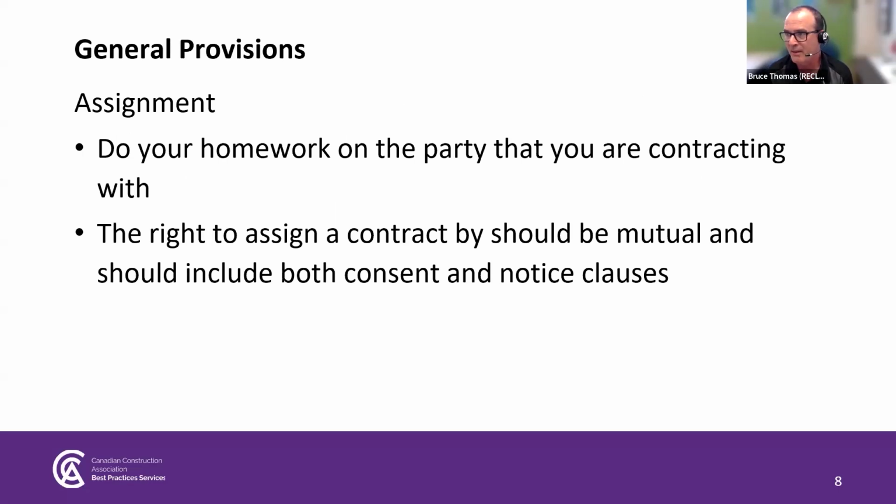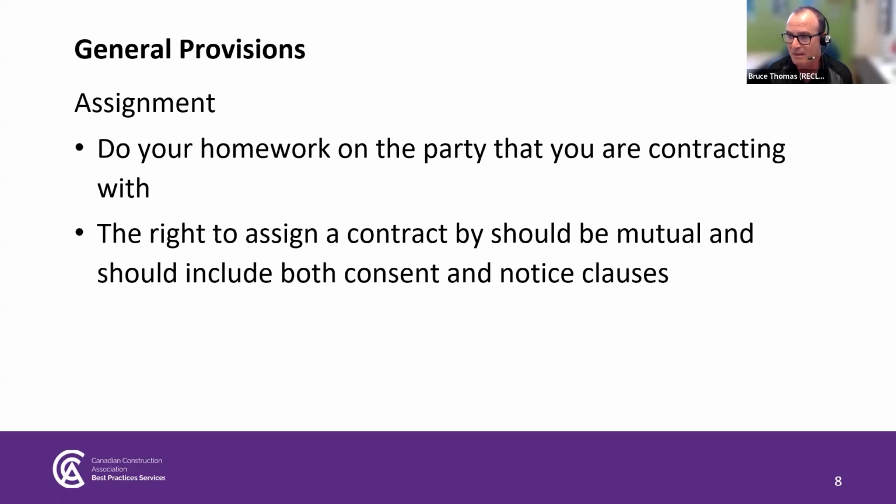Getting references on how they pay their bills and how they treat you and what the relationship will be like, because there's not much you can do about a contract, a bad contract in particular, if you sign it with someone that might not even follow the terms of the contract. So doing your homework is a huge risk management exercise, and it's really not that difficult.